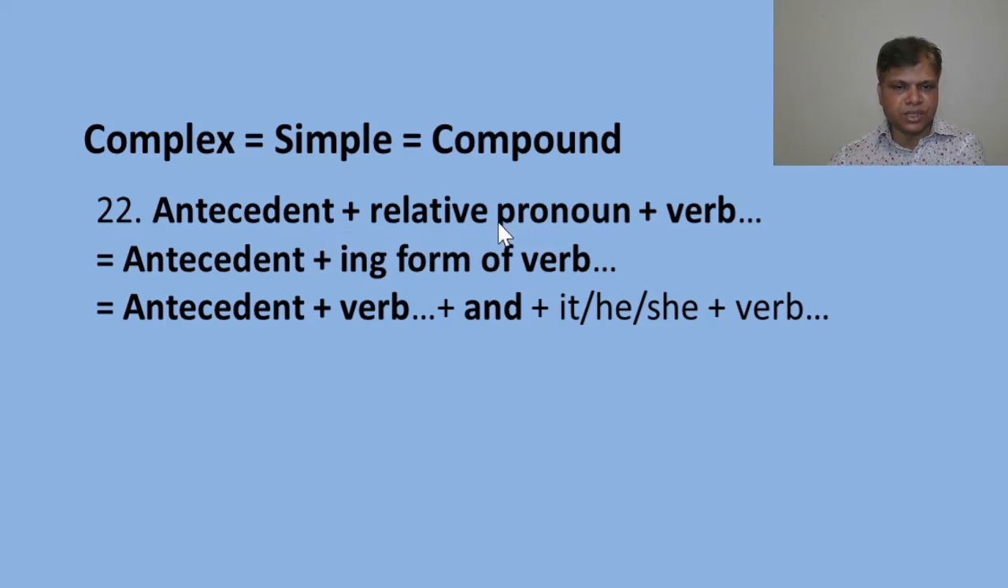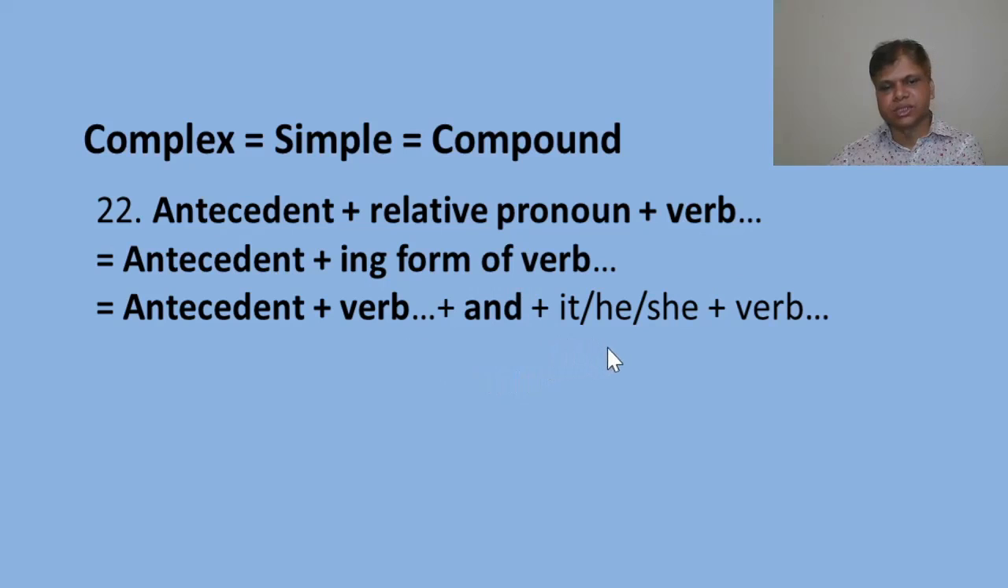So if you want to make it a simple sentence, look at the structure. We have to use the antecedent first. Then we have to use the ing form of the verb after the relative pronoun, and then we have to use the rest of the sentence. If you want to make it a compound sentence, we have to omit the relative pronoun first, and we have to use antecedent, verb, and a portion of the sentence. Then we have to use and.